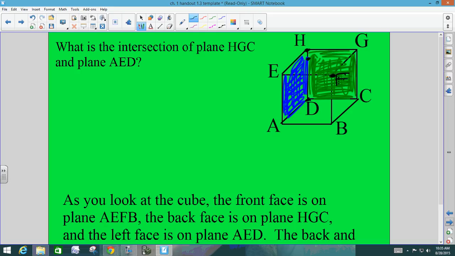The whole line. Good. 2 planes intersect at a what? A line. So my intersection for these 2 planes is line HD. Line HD. When you name a line, pick 2 points on it, put the symbol over it.